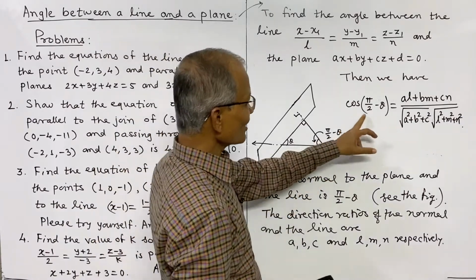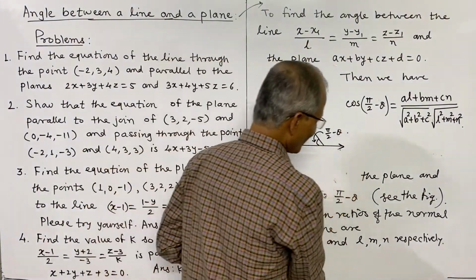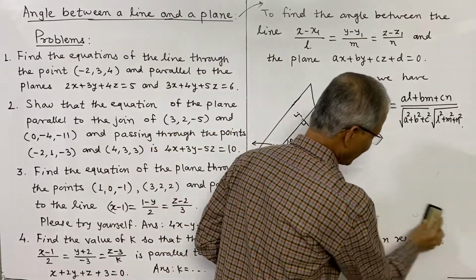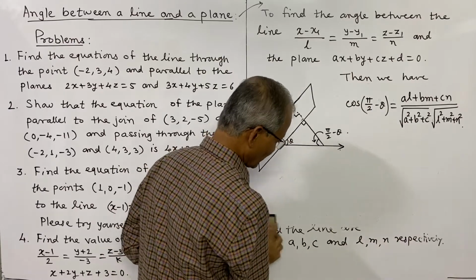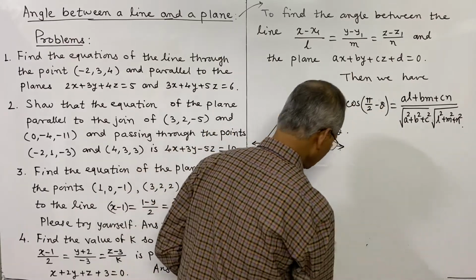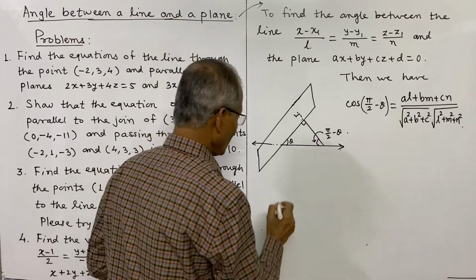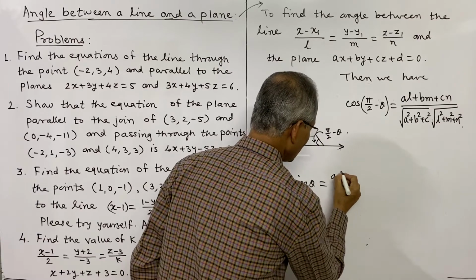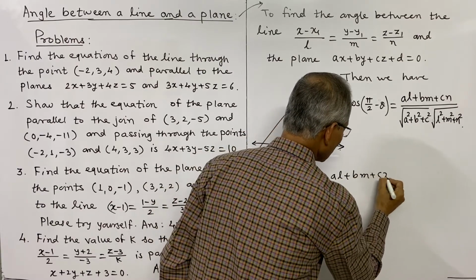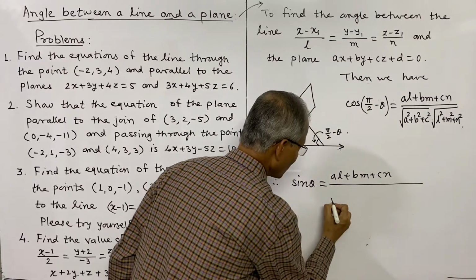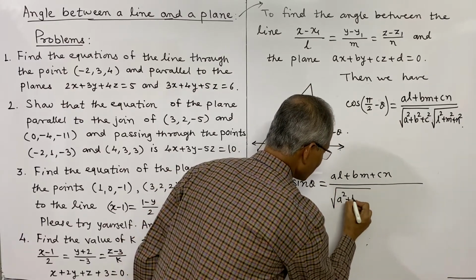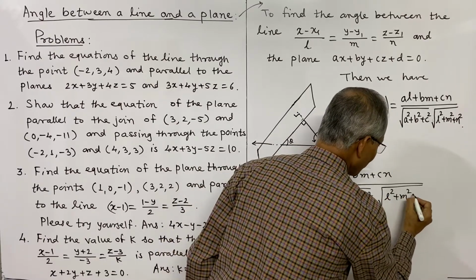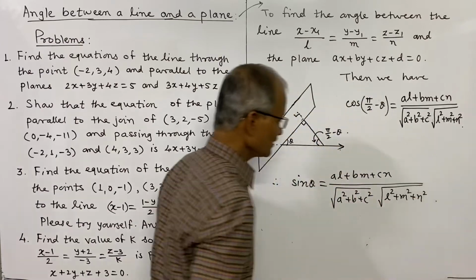But what is cos of pi by 2 minus theta? From the trigonometric formula for allied angles, it is sine of theta. Therefore the formula becomes: sine theta is equal to A into L plus B into M plus C into N, divided by under root of A square plus B square plus C square into under root of L square plus M square plus N square. So this is the required formula.